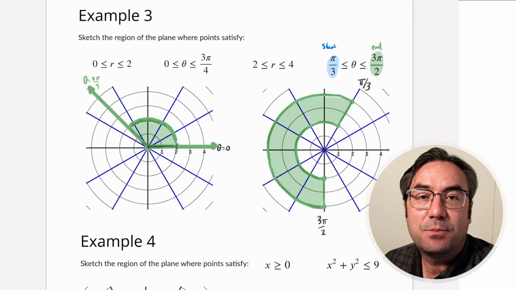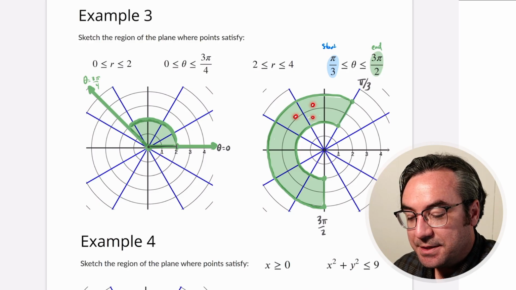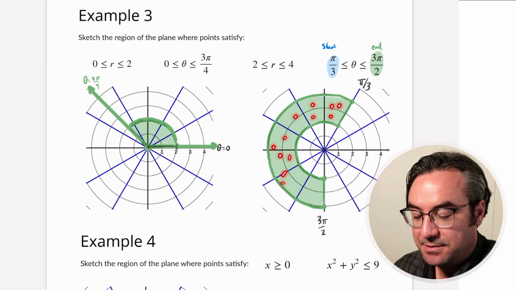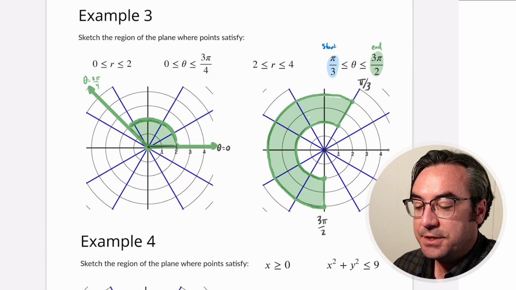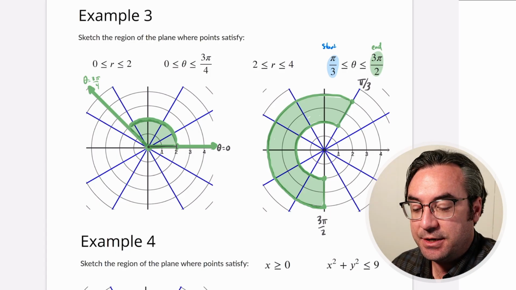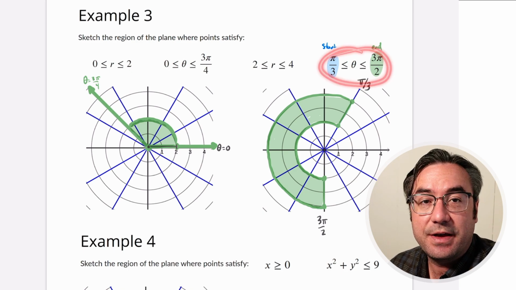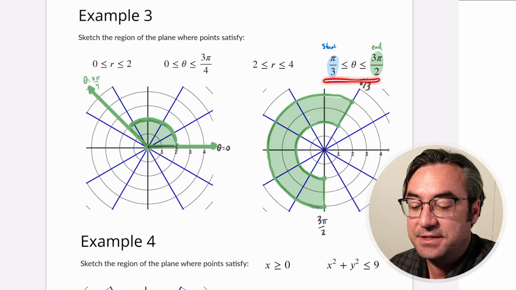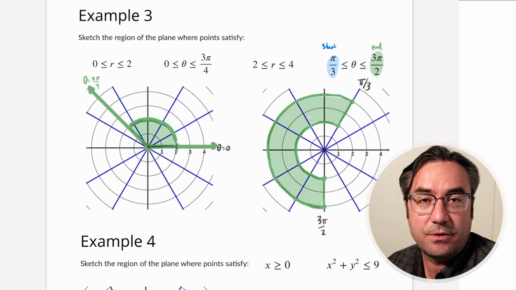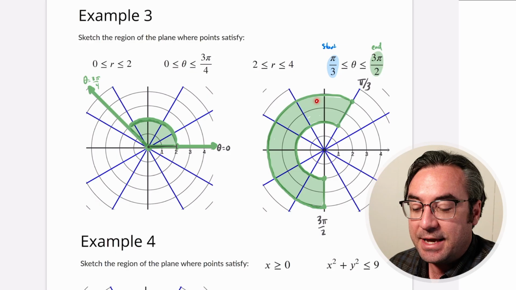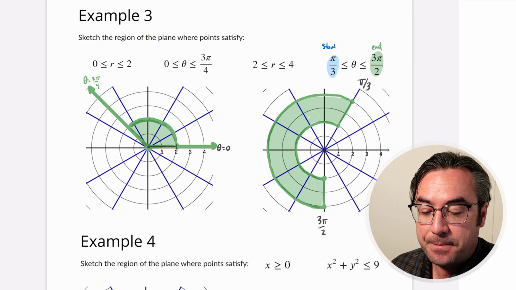So that's our polar region in this case. If we pick any point inside this region, or even on the edge of the region, the coordinates for that point will have at least one representation where the r value satisfies this inequality and the theta value simultaneously satisfies this. Now, all these points have other polar coordinate representations, but each has at least one that satisfies both of these inequalities together.